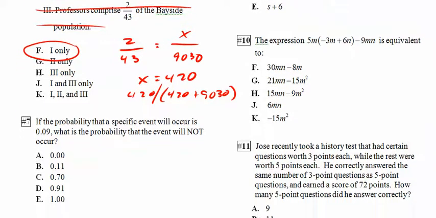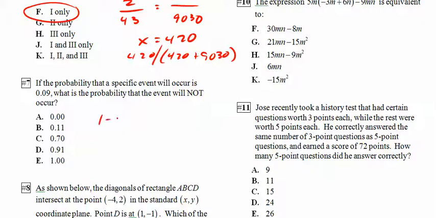The probability that a specific event will occur is 0.09. What's the probability it will not occur? Well, it's just 1 minus 0.09. 0.91.